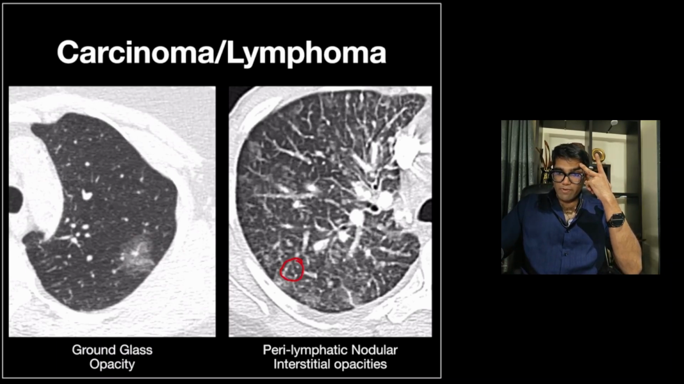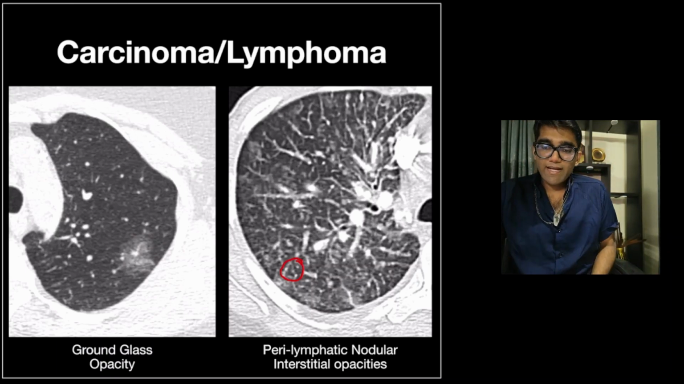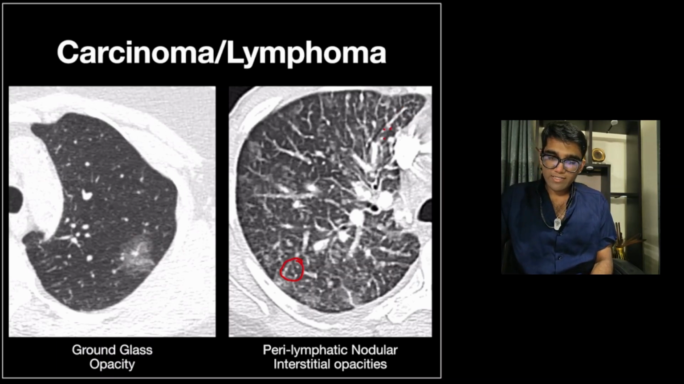Similarly, they are not showing any sparing of the fissures, the interlobar fissures, and they are also not showing any sparing of the parietal pleura. Now, as I've discussed in our previous discussion, one characteristic finding is studding of the pulmonary artery. You can see this is the pulmonary artery, and around it there is studding. So this is definitely a perilymphatic nodular interstitial pattern.